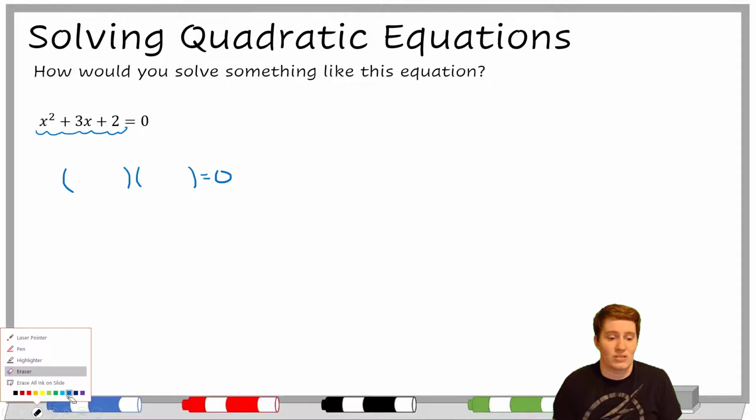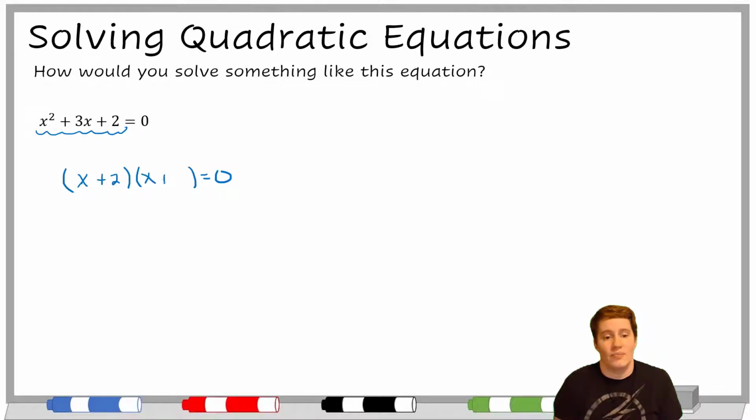That's how that works. We want to think what multiplies to get 2 that adds to get 3. So that would be a 2 and a 1. Now, here's why that's helpful. Because we've got it written out this way, we're saying that this times this equals 0.